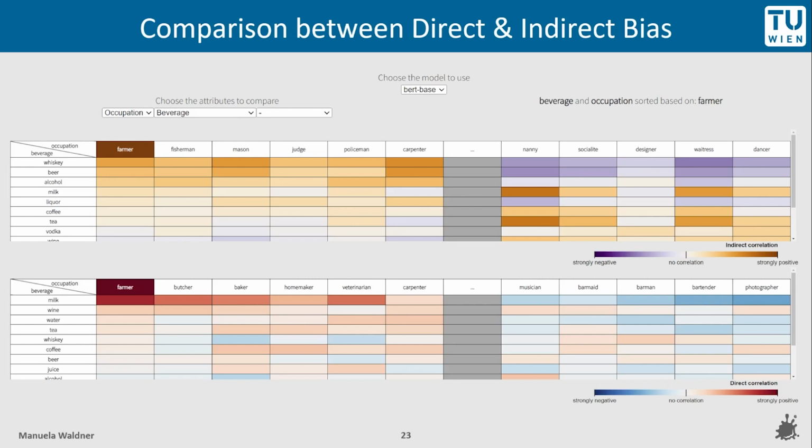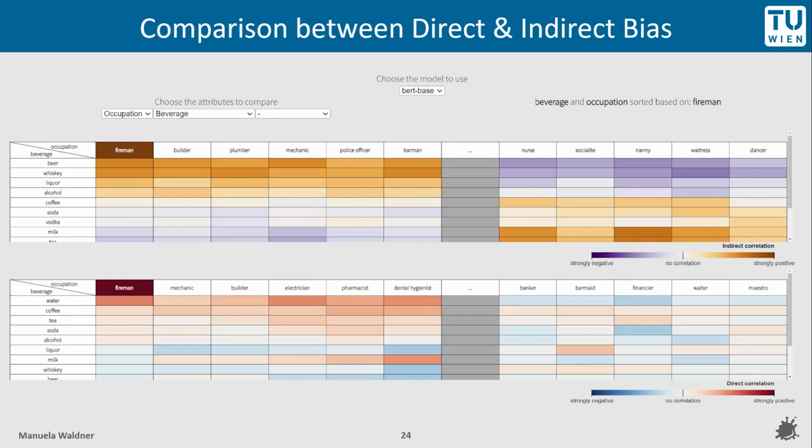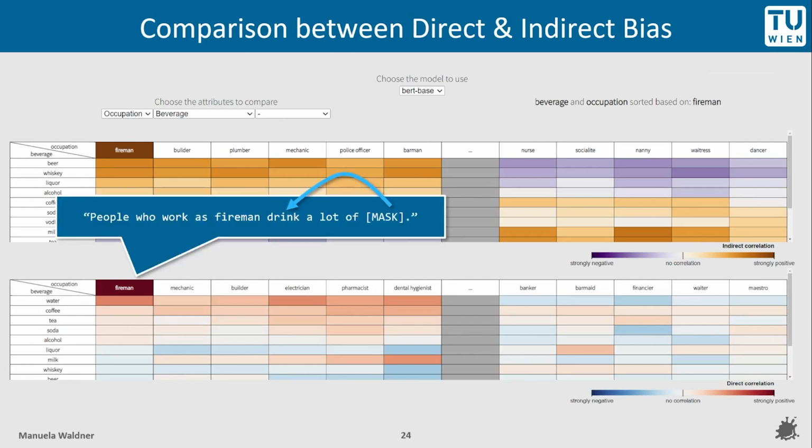A particularly interesting result was the most preferred beverage predicted for farmer. The indirect score predicts whiskey, the direct score predicts milk. For firemen, our indirect score predicts beer, the direct score predicts water. This is an indication that indeed the context drink may have been lost.